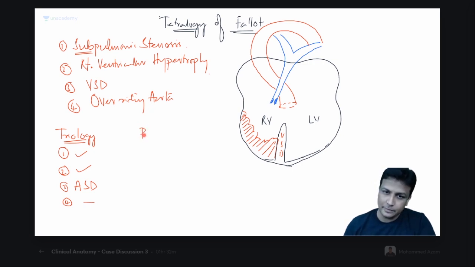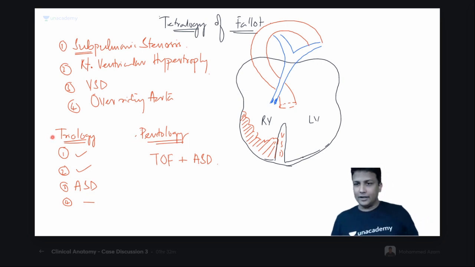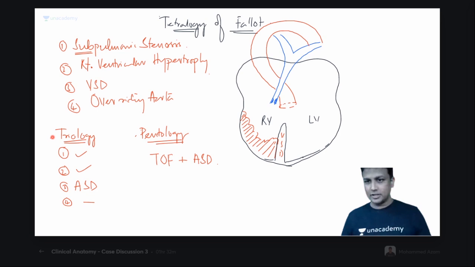What is the pentalogy? In pentalogy, what is going to happen? All the things of tetralogy of Fallot will occur, and along with that, there will be ASD also. Oh my God. That means in pentalogy, you have the ventricular septal defect, VSD also, as well as ASD also. Okay? So that is the first question solved here, sir. So they can ask you about the pentalogy of Fallot or the trilogy of Fallot. So pentalogy and trilogy, it is done.